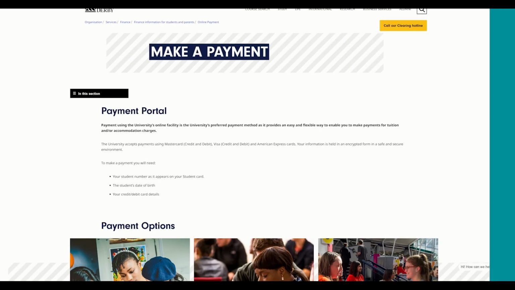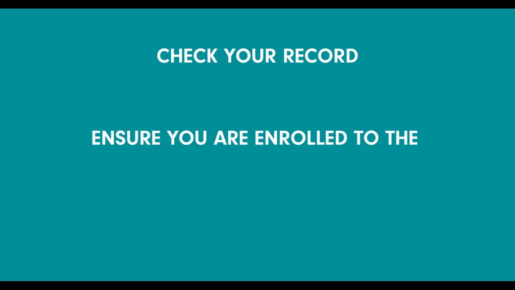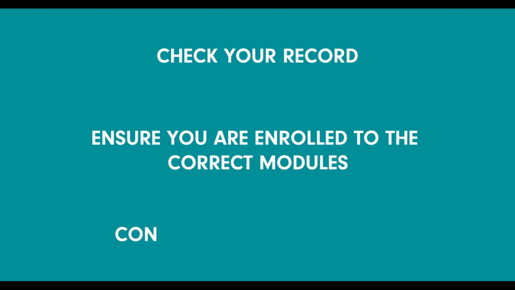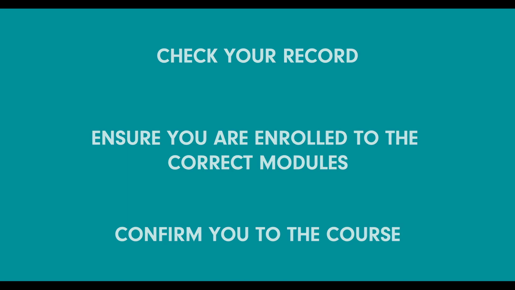Once you have made a payment, the enrolment team will check your record, ensure you are enrolled to the correct modules, and confirm you to the course. It can take up to 2 days for you to receive your confirmation and welcome email from the university. Please watch out for it, as it is your confirmation that you are able to access the course. Good luck with your studies here at the University of Derby.